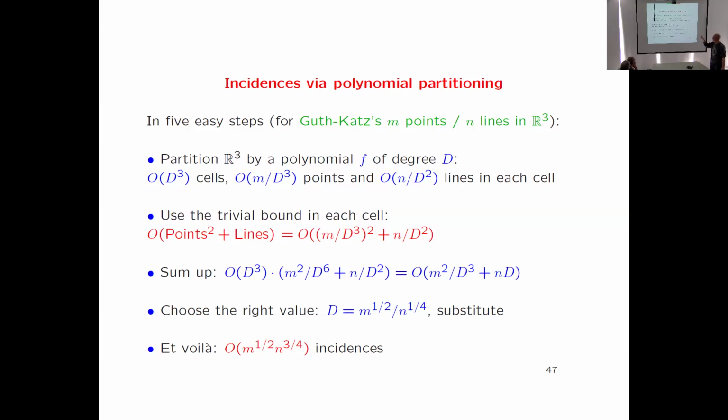And then the same trivial bound as before, number of points squared plus number of lines, holds here too for the same reason. So we get m over D cubed, squared, plus n over D squared per cell. We multiply it by the number of cells, which is D cubed. We get this bound. And now we just have to use the right value of D, which in this case happens to be m to the 1 over something. You substitute it and you get it.